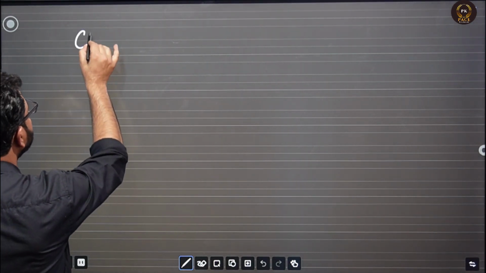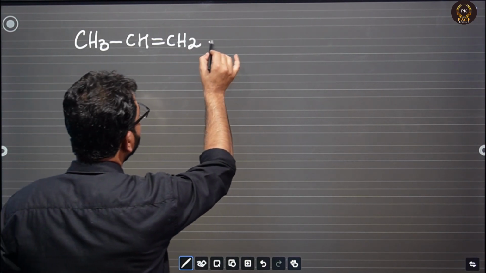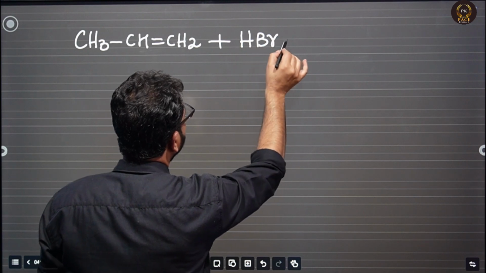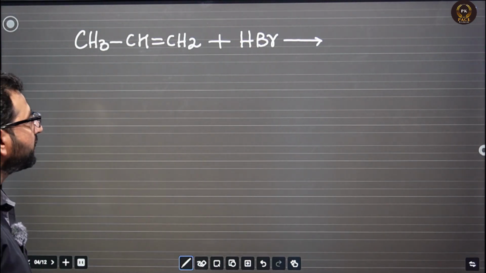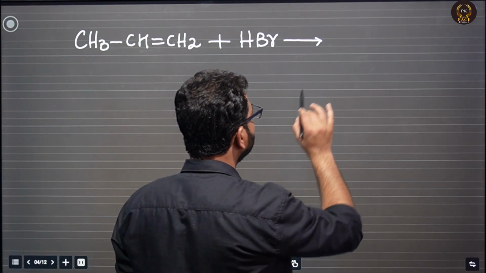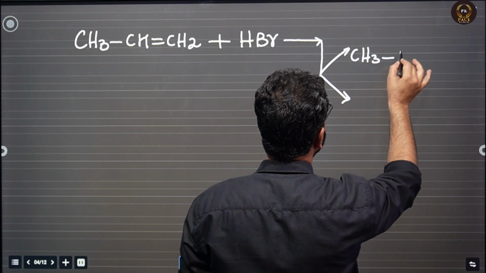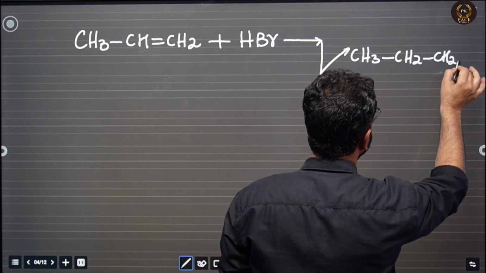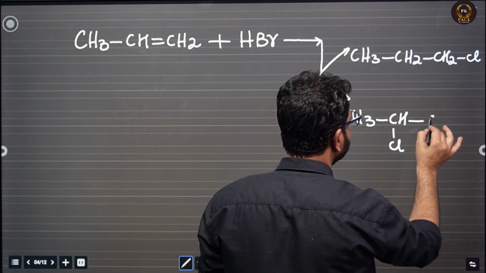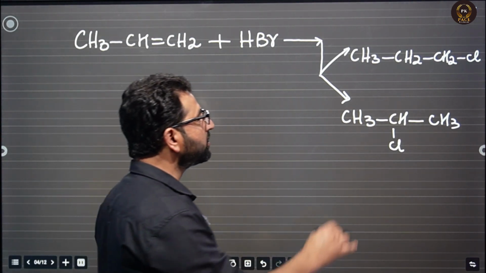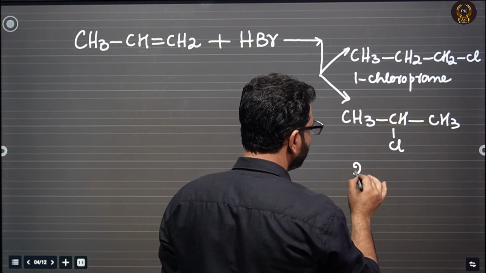Now the case is here. If we take an unsymmetrical alkene, CH3CH=CH2, and treat it with HBr, what will happen? The addition of HBr will take place on this alkene, and I will get two products. One will be CH3CH2CH2Br, and the other product will be CH3CHBrCH3. This product is 1-bromopropane, and this is 2-bromopropane.